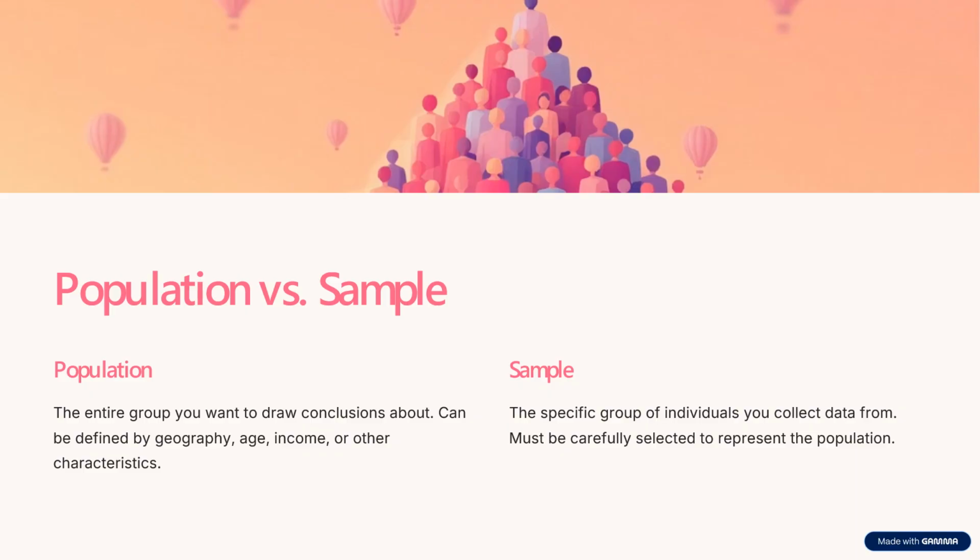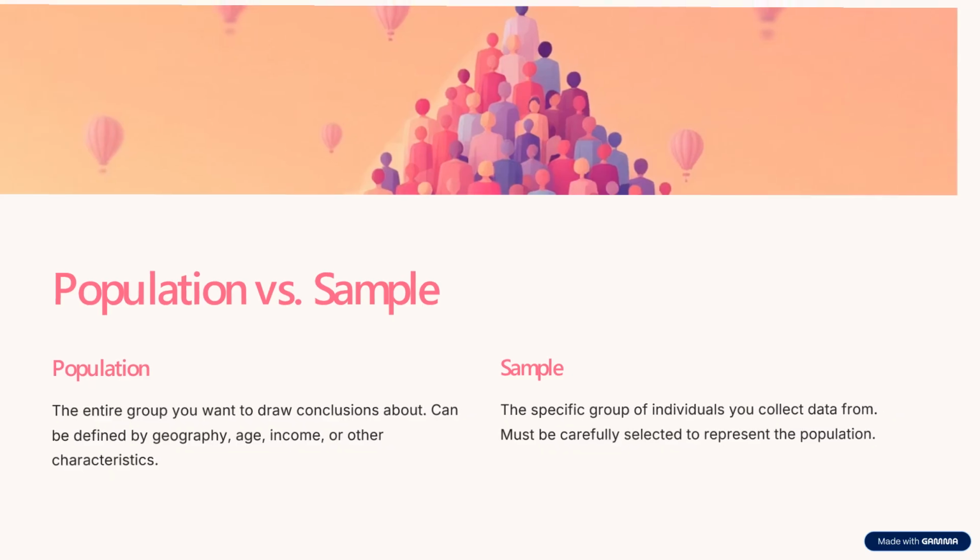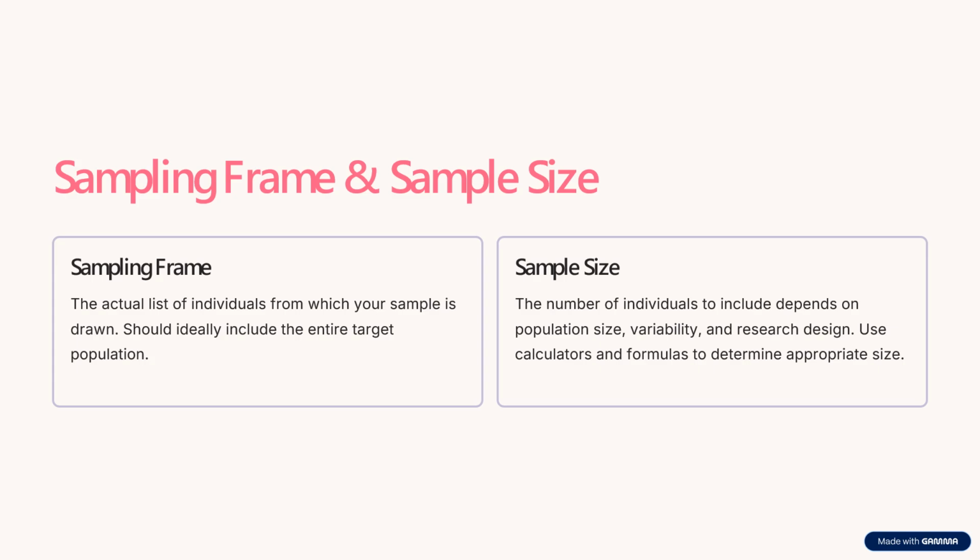First, you need to understand the difference between a population and a sample and identify the target population of your research. The population is the entire group that you want to draw conclusions about. The sample is the specific group of individuals that you will collect data from. The sampling frame is the actual list of individuals that the sample will be drawn from. Ideally, it should include the entire target population and nobody who is not part of that population.